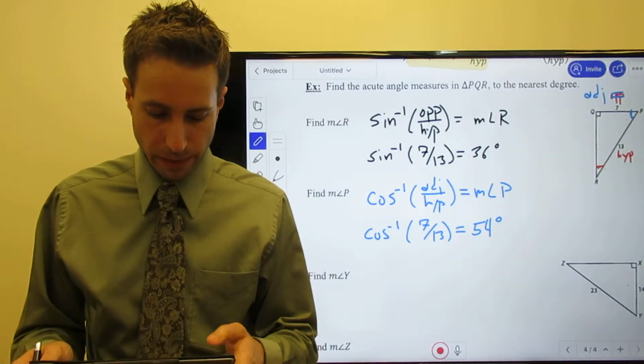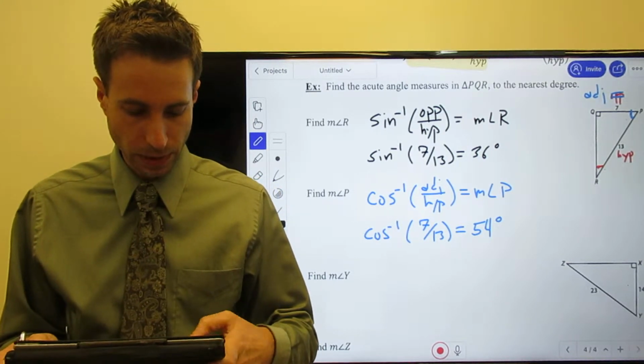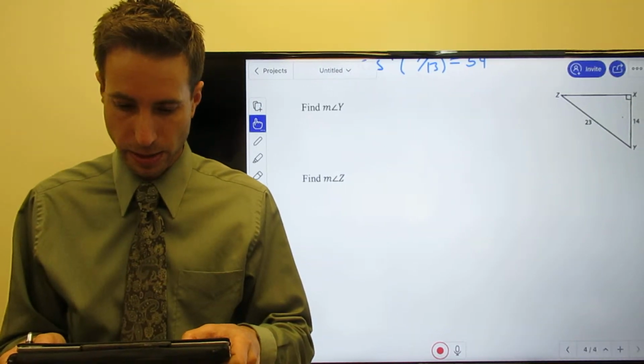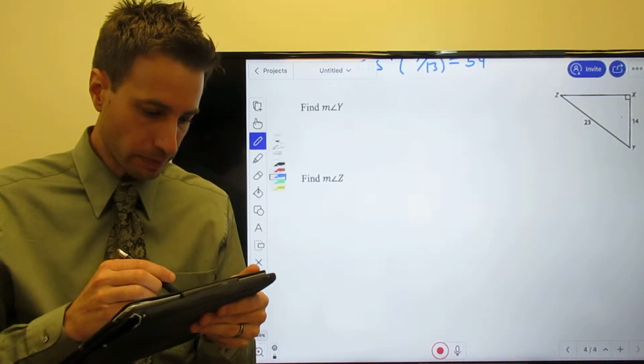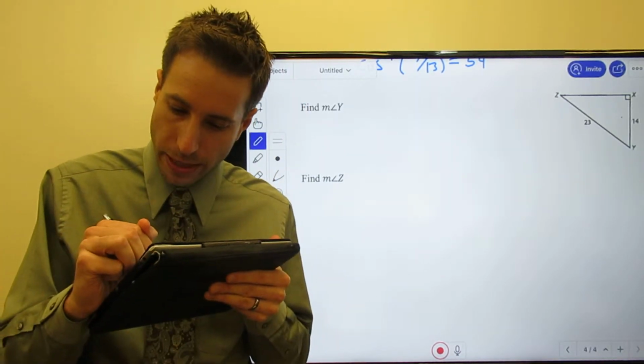I got another one for you here. Let's go ahead and try this one. If it'll slide up. There we go. Now we're sliding. Okay, here we go. I want you to find the measure of angle Y. All right, here's Y right here.